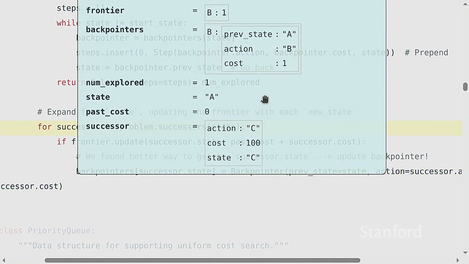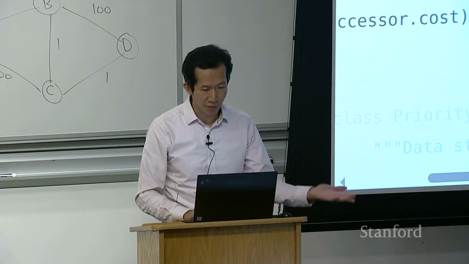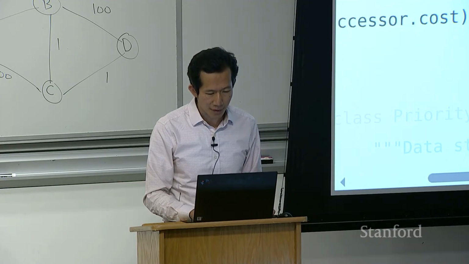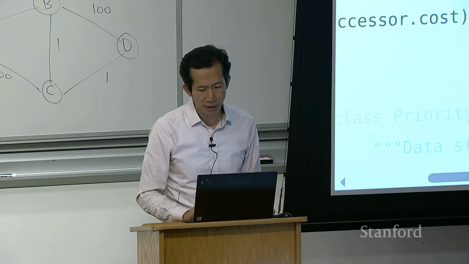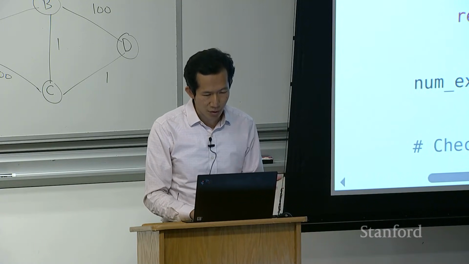Okay, so here's another successor, C. It has a cost of 100. I do the same. I can update the frontier. Now C, I know how to get there. Before, C was unexplored. Now C is on the frontier with a cost of 100. And I add the back pointer. So I keep track of how I got to C via A. Okay, so now that's all the successors of A.